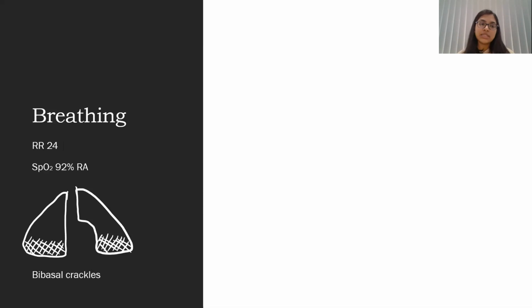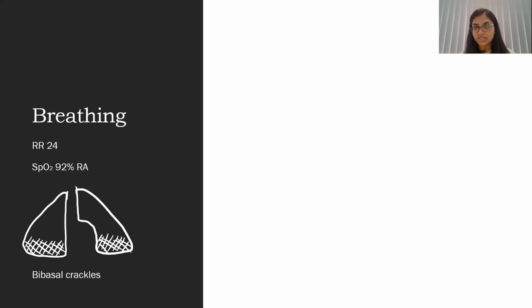Moving on, when you examine them, their respiratory rate is a bit high. Their oxygen saturation is low. And when you listen to the chest, you hear crackles on both sides in the lung bases. So what would you like to do now? Good, chest x-ray is an option, but in the meantime, before that, the patient is struggling to breathe. What would you like to give?